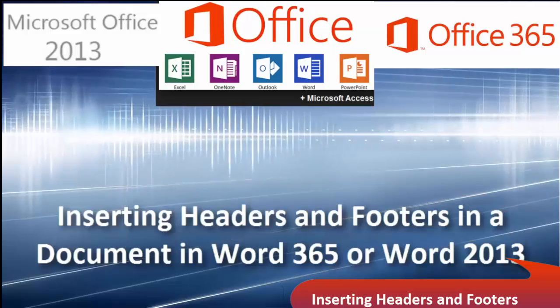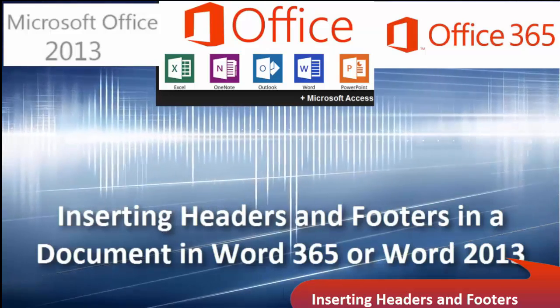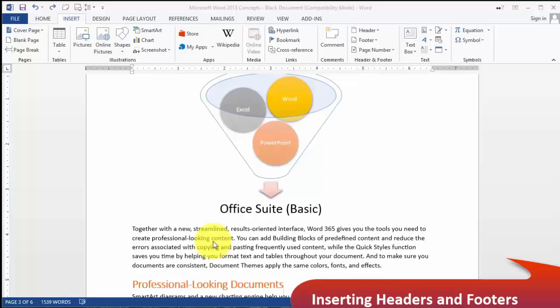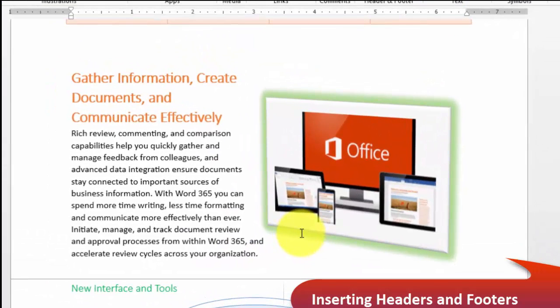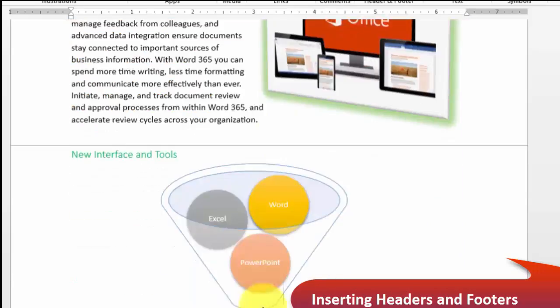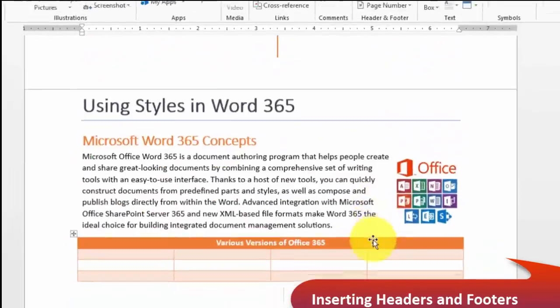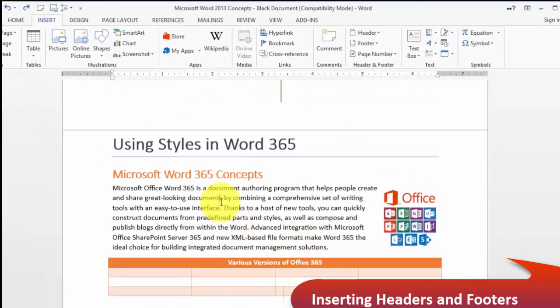Next, here in our video tutorial on the use of Word 2013 and Word 365, I'm going to demonstrate how to insert headers and footers in a document. So notice I have a lot of different pages here in my document, and I want to identify which page is what. So what you do is you go anywhere in your document, then you click on the Insert tab, then we click on Header.